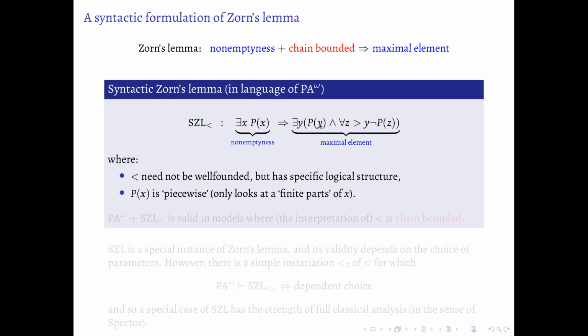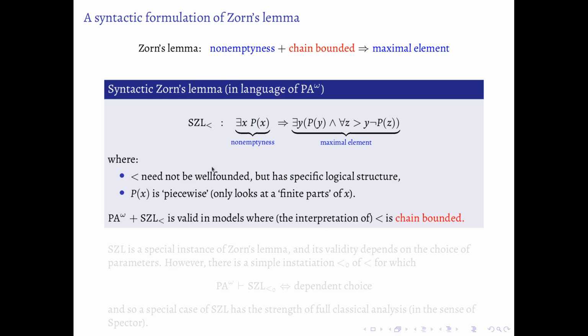So like I said, this is just an induction principle on its head, so a minimum/maximum principle, whichever way you want to look at this. But the ordering doesn't need to be well-founded. Instead, this ordering has a specific logical structure, which I won't go into, and there's an additional syntactic condition that the formula P of x is not arbitrary, but piecewise. Again, I'm not going to go into details of what piecewise means, but roughly it only looks at finite parts of its input, or only quantifies over finite parts of its input.